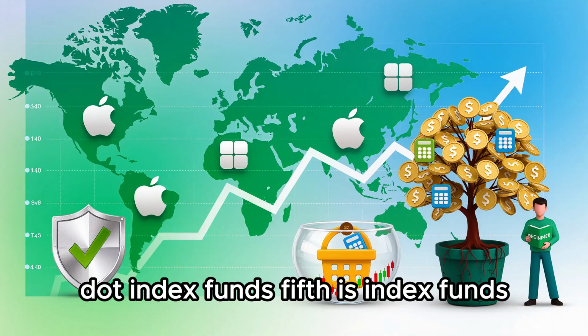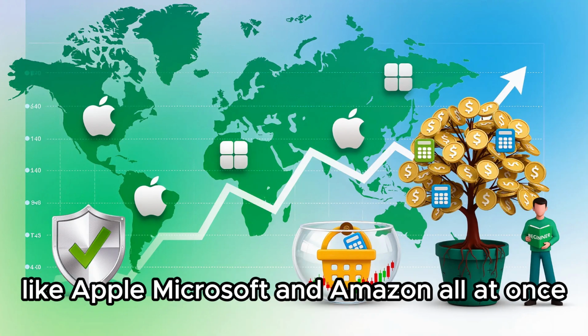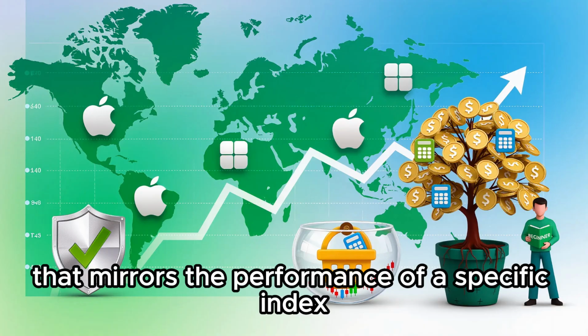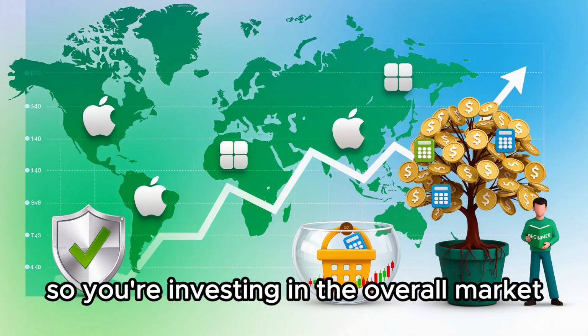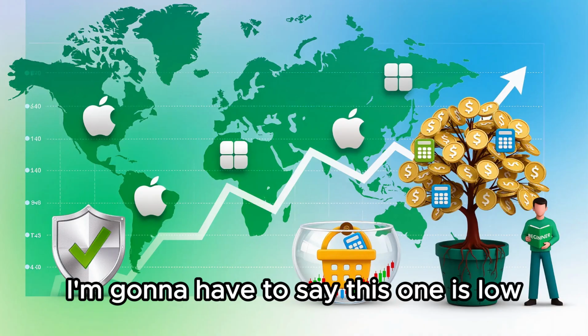Index funds. Fifth is index funds. Imagine owning a tiny piece of the largest companies like Apple, Microsoft, and Amazon all at once. That's exactly what an index fund allows you to do. It's a basket of stocks that mirrors the performance of a specific index like the S&P 500, so you're investing in the overall market rather than betting on individual companies.